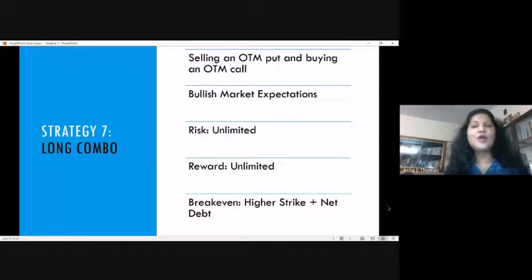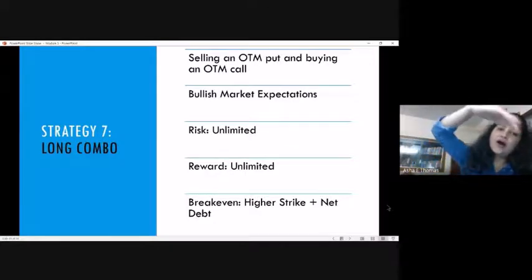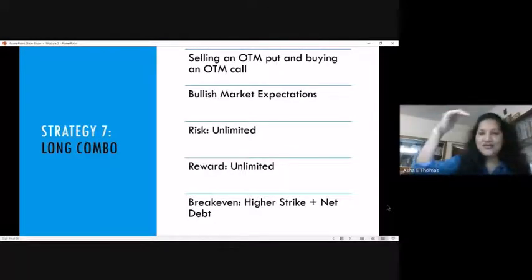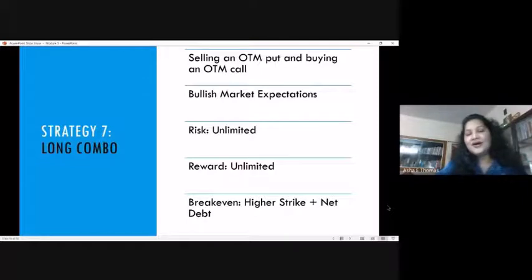Now the next is the long combo. This is very, very simple to understand. It is nothing but you are selling an out of the money put and buying an out of the money call. Selling an out of the money put: when does this out of the money put become in the money? When the share price goes down.